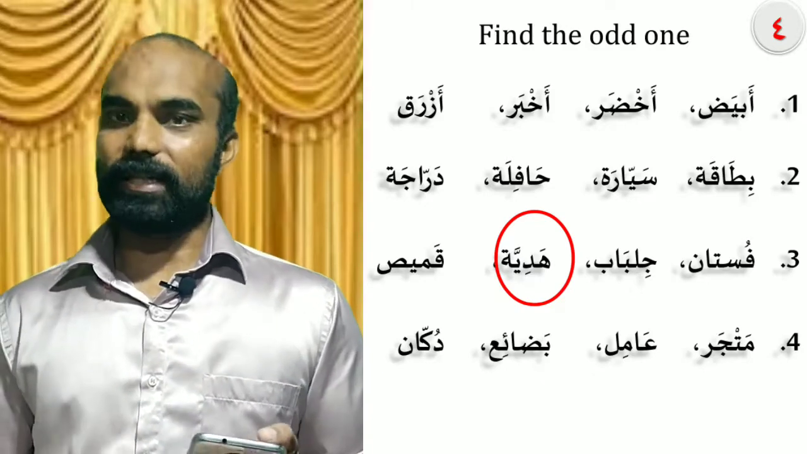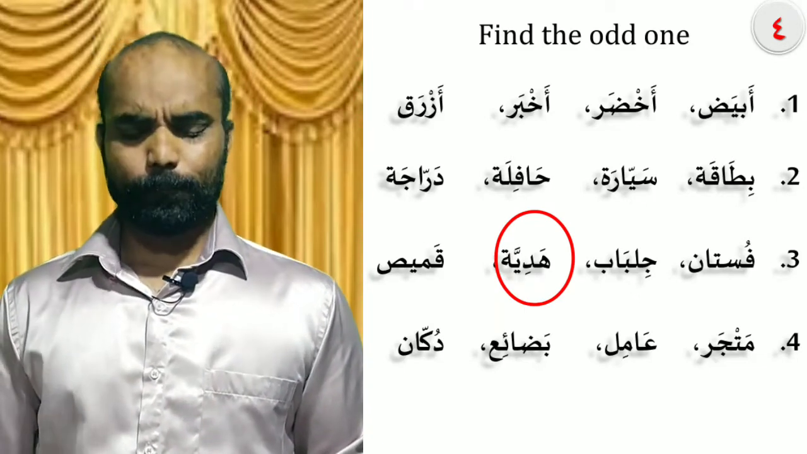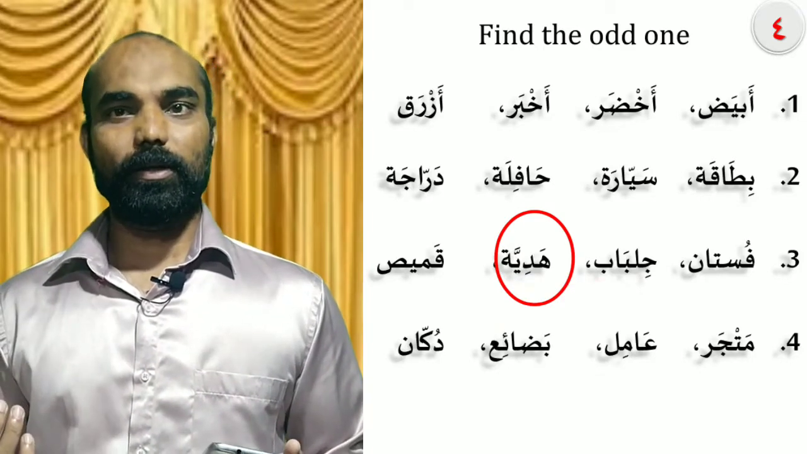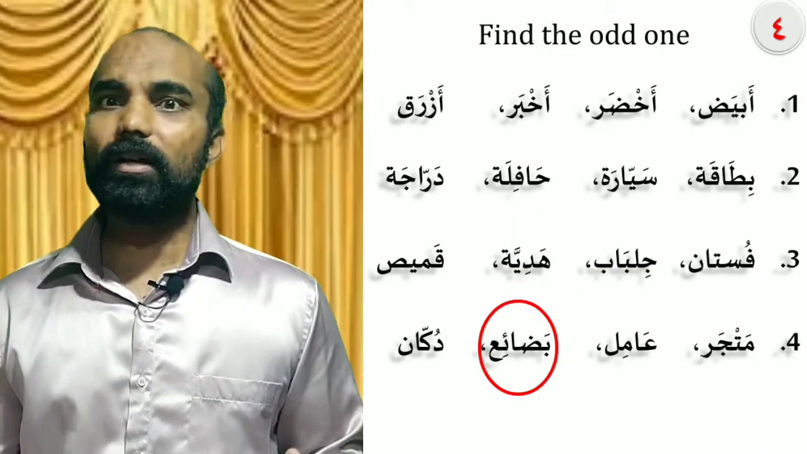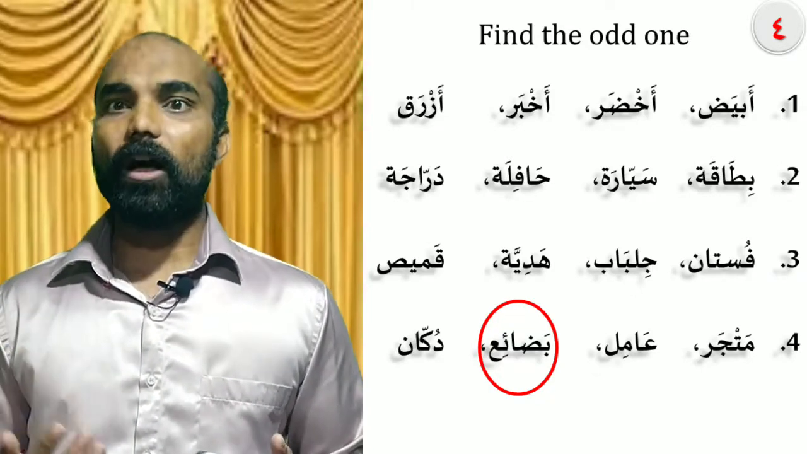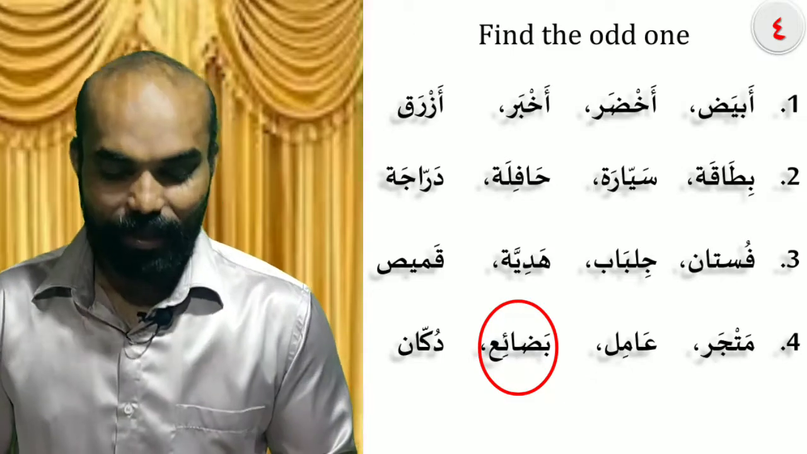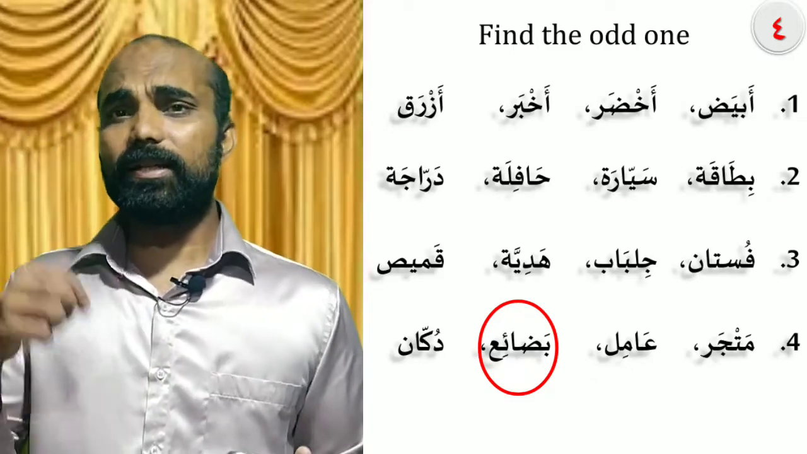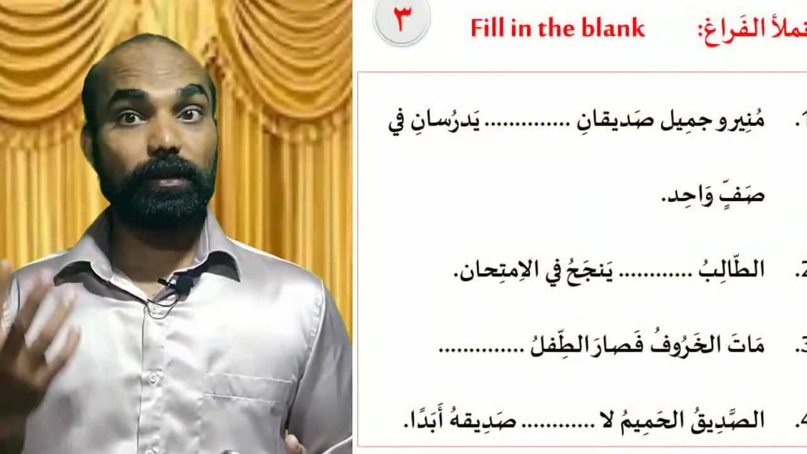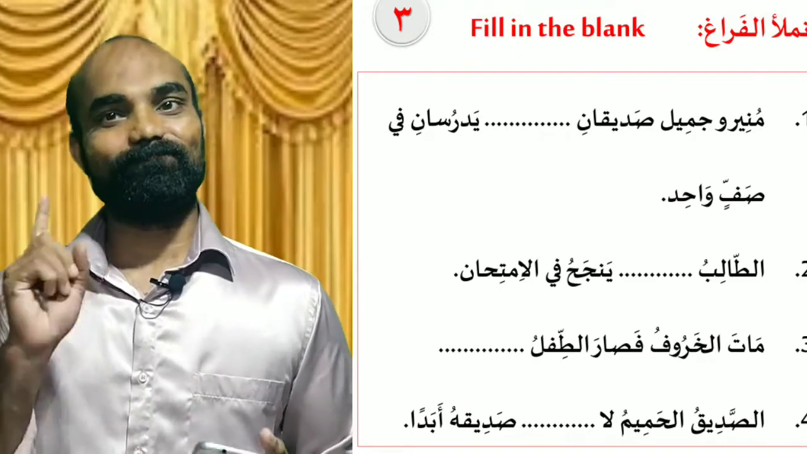And the last one, matija, amil, baba'i'a, dukan. Matija, shop, amil, worker, baba'i'a, goods. Dukan, shop. Idea? Bawa'i'a. Why? All words are singular form. But bawa'i'a here is plural. So we can put it out. Okay. So the number four is over. It's very easy. You can circle in your textbook. That's all. And the third exercise, fill in, we discussed in the first, that you have to write in your notebook.